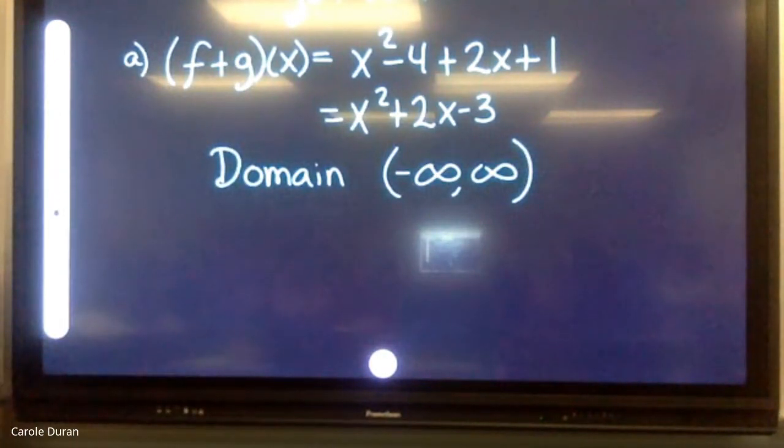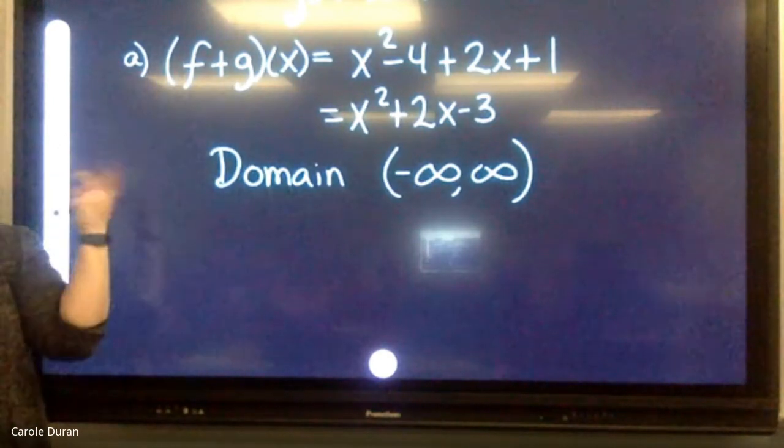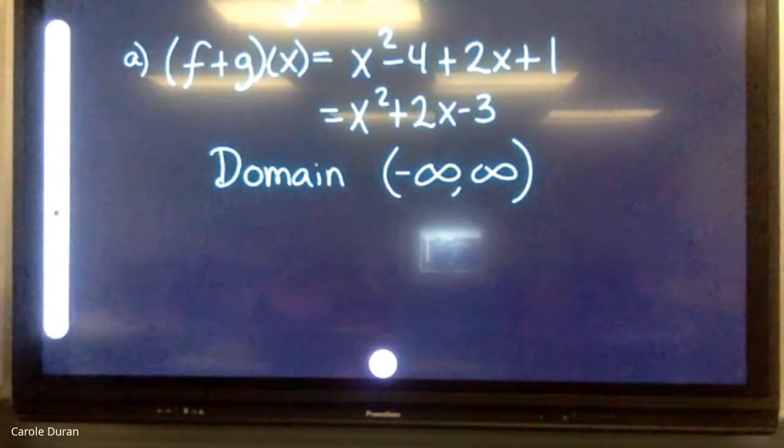On your homework, you will be identifying domain for each of the problems. So make sure you just get in the habit of that. What was that first part called? Simplifying. Simplifying you can just say the operation of the two functions. I just say simplifying the answer because it's hard to put that into words.